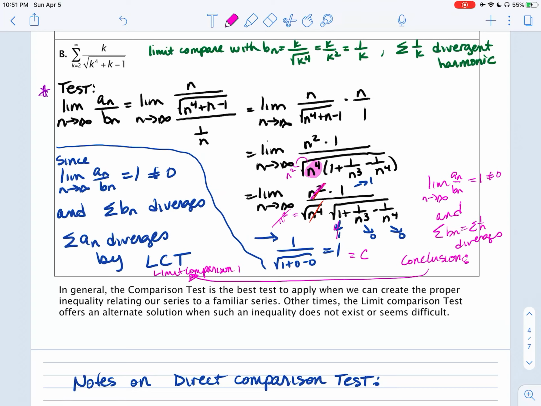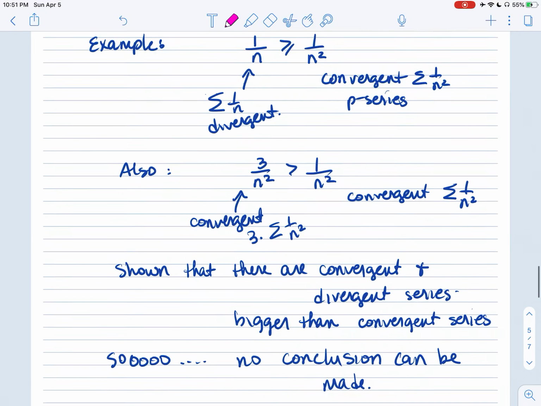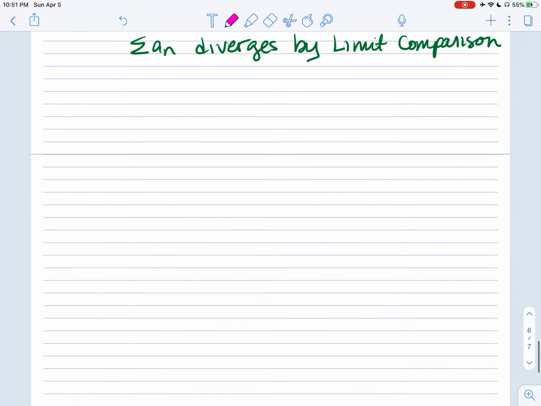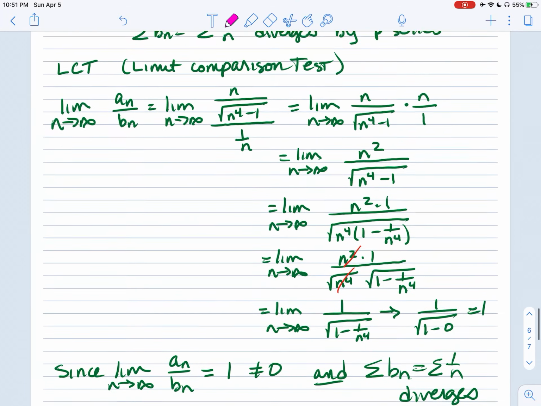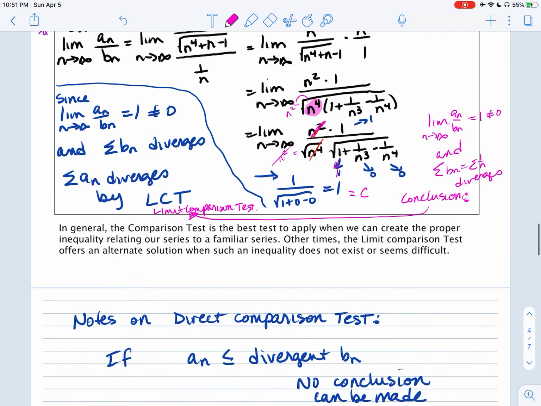Good, that's kind of a fun test to use, and it's a bit easier in many cases than the direct comparison test. So I'm going to let you read the rest of these. I did go over that one as well, so I do think I completed the entire section here.